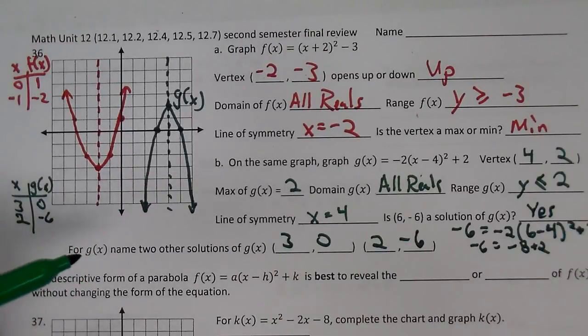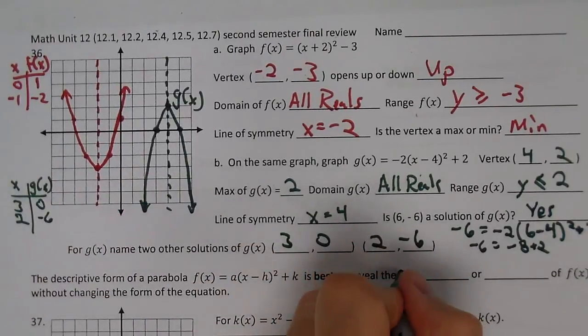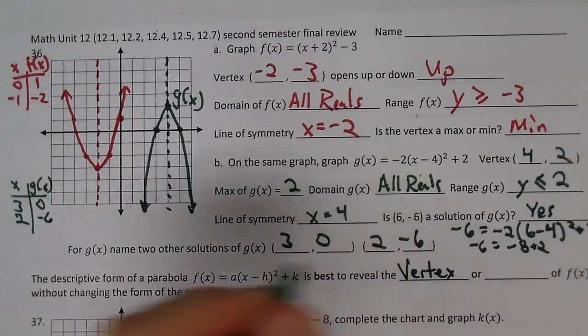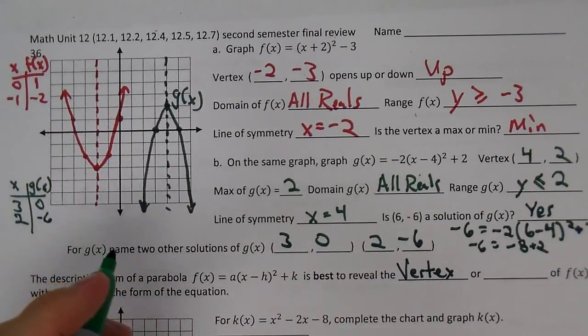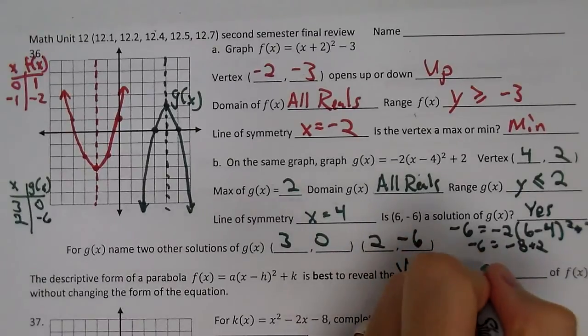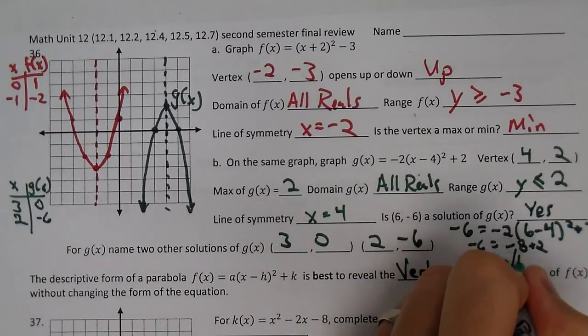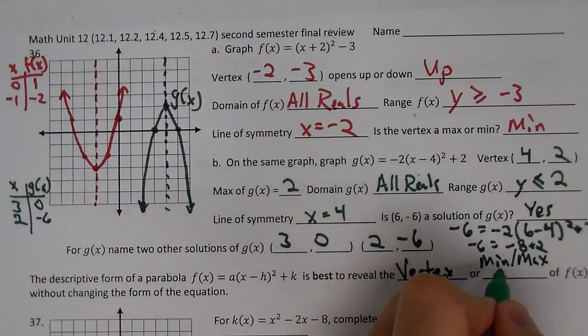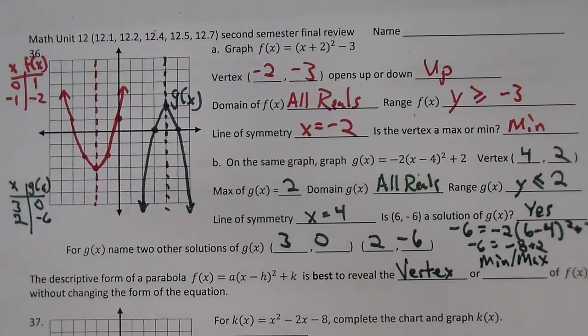Now the descriptive form of this parabola in this form is best to determine the vertex, which we kind of already mentioned. It's also good, we could maybe say like the min and max is good. The direction, the range, I'm not really sure how much more they want, but really that vertex is the big one we get from it that's quite nice.